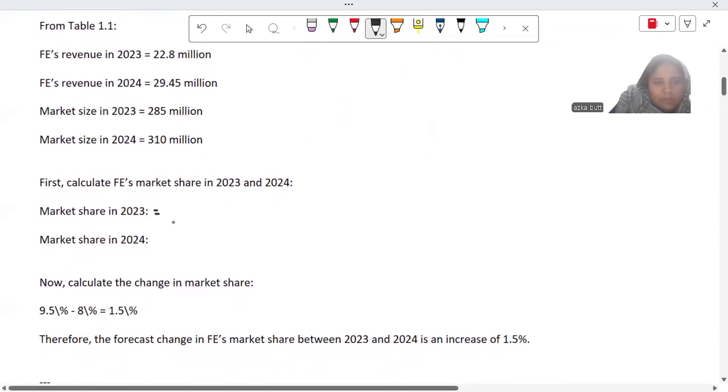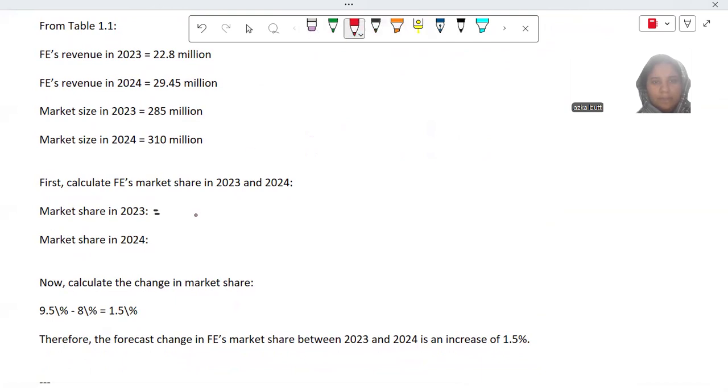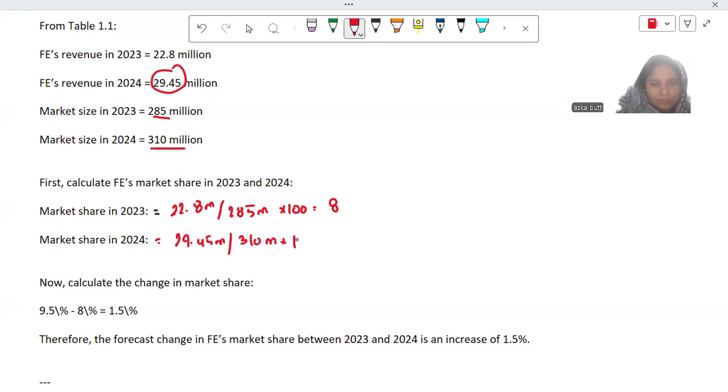The revenue in 2023 was 22.8 million, divided by the market size in 2023, which is 285 million, multiplied by 100. This will give you the answer, which is 8. And for 2024, this is 29.45 million FE's revenue divided by 310 million, which is 9.5 approximately. Now we need to calculate the change in the market share.